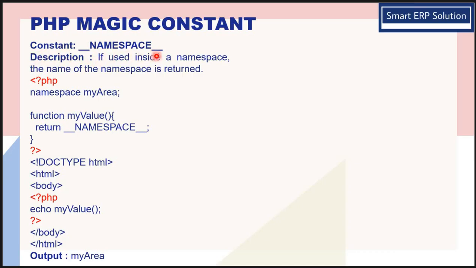Constant __NAMESPACE__. If used inside a namespace, the name of the namespace is written. Namespace is myArea, function is myValue, return __NAMESPACE__. So in the HTML code we write echo myValue. The output will be myArea, the name of the namespace.